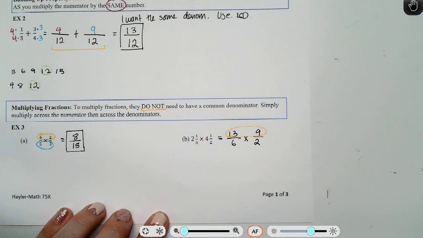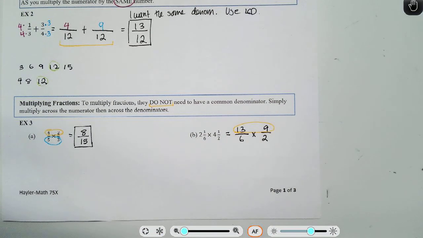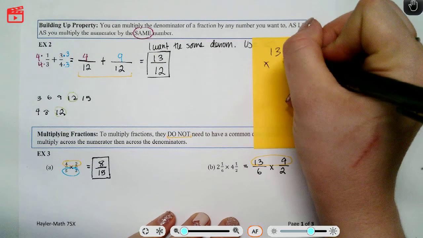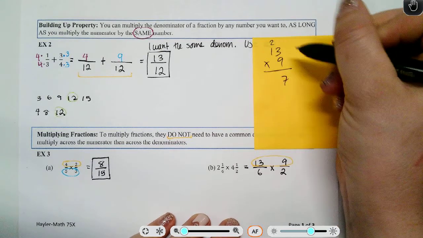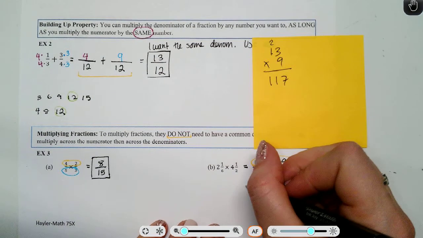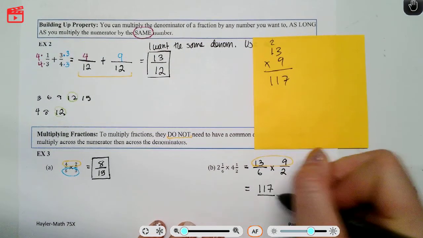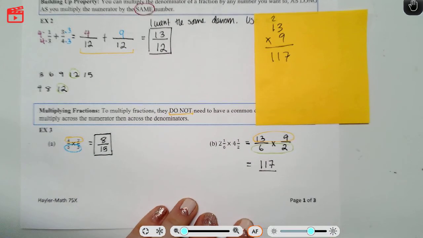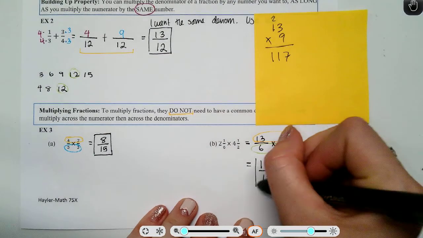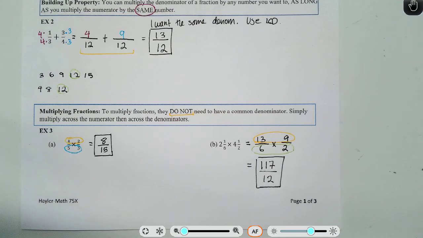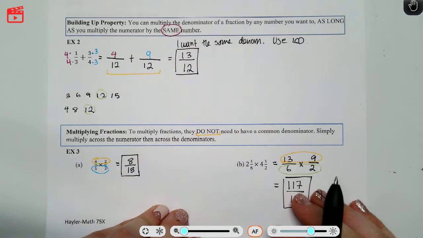Multiply across the top. That's going to be 9 times 13. Let's pull out my sticky notes. 13 times 9, so 9 times 3 is 27. Then 9 times 1 is 9, plus 2, 11. 117. So across the top we get 117 divided by, multiply across the bottom, 6 times 2, which is going to be 12. And there we go. Not simplifiable. All right, let's take a look at page 2.